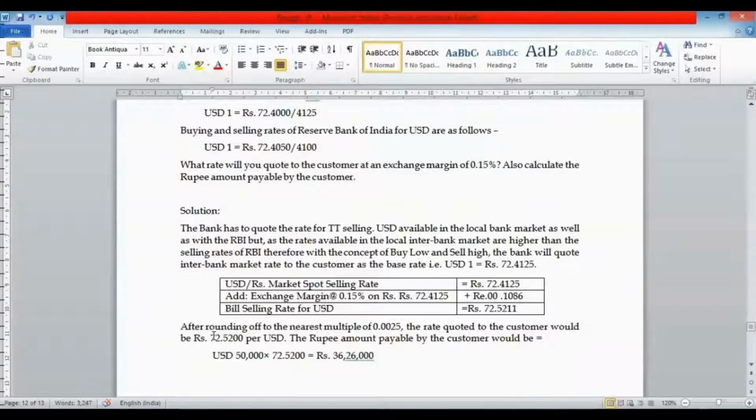That means the customer has to pay 36,26,000 rupees to the bank for purchasing 50,000 USD, and per USD the rate is 72.5200. I hope this concept is clear. Here we have just tried to consider that the information can be different in the market: local market information as well as RBI information. RBI information is also authentic, but as RBI rates were lower, we have not considered it. Right?